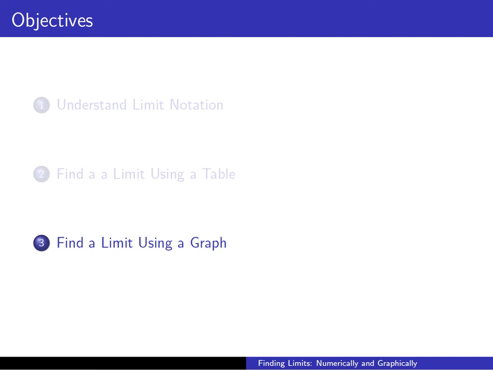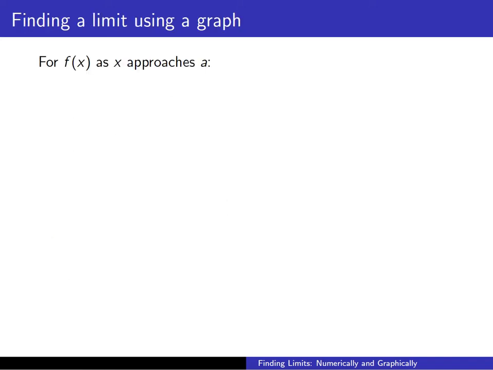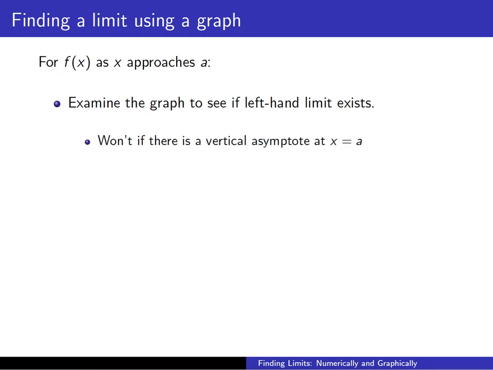Okay, in this video we're going to look at finding the limits using a graph. For f of x as x approaches the value of a, we're going to examine the graph to see if the left-hand limit exists. It's not going to exist if there's a vertical asymptote at that value of a. Remember with vertical asymptotes, as we get closer from the left and as we get closer from the right, our y values are either going to skyrocket up forever or skyrocket down forever, but never actually equal that value of a.